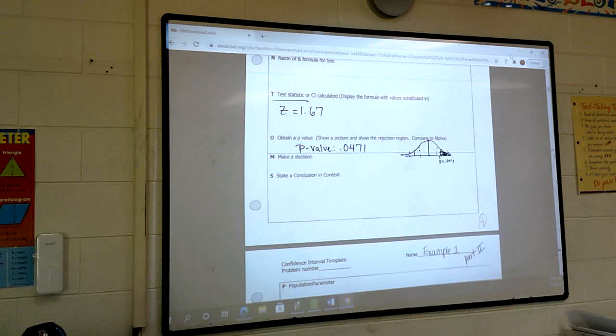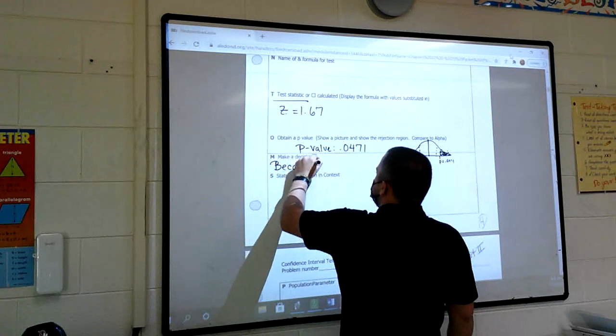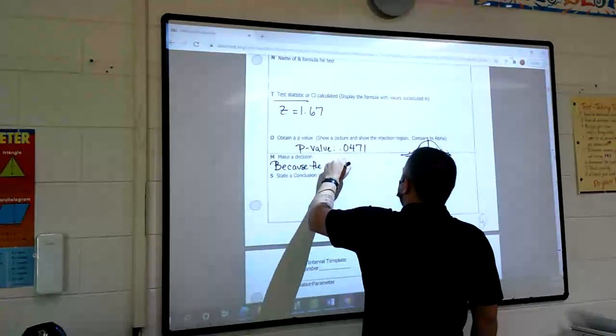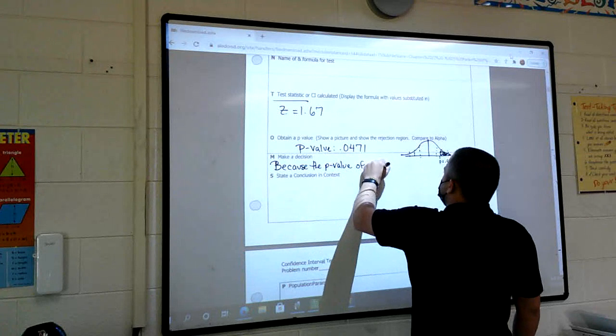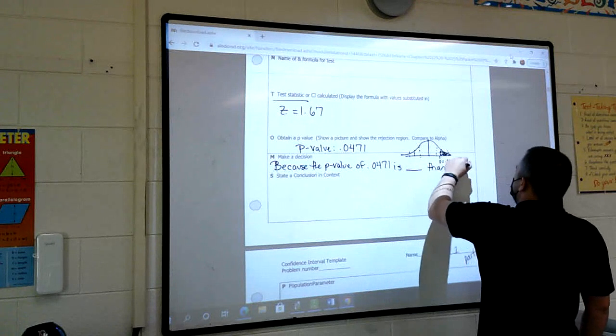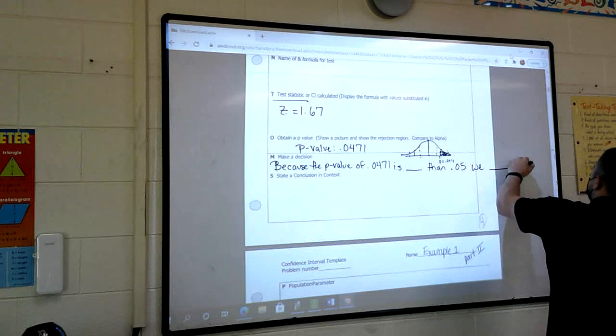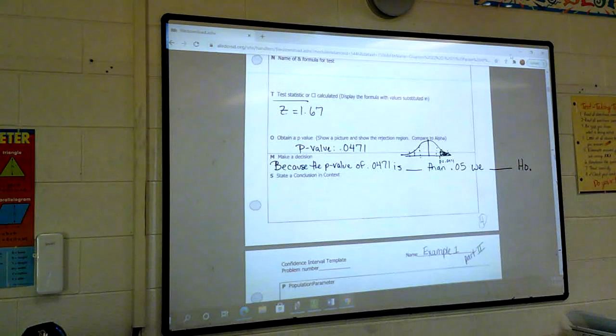Now, for M, to make our decision, you are looking at the significance level of 0.05. So you say, and this is going to be a sentence we use every time, because the p-value of 0.0471 is blank than 0.05, and you're going to fill in the blank, obviously. Okay, so because the p-value of 0.0471 is less than 0.05, we reject H0.